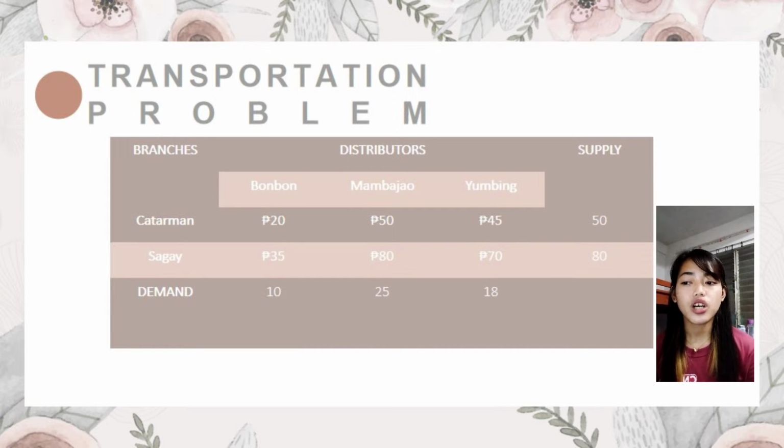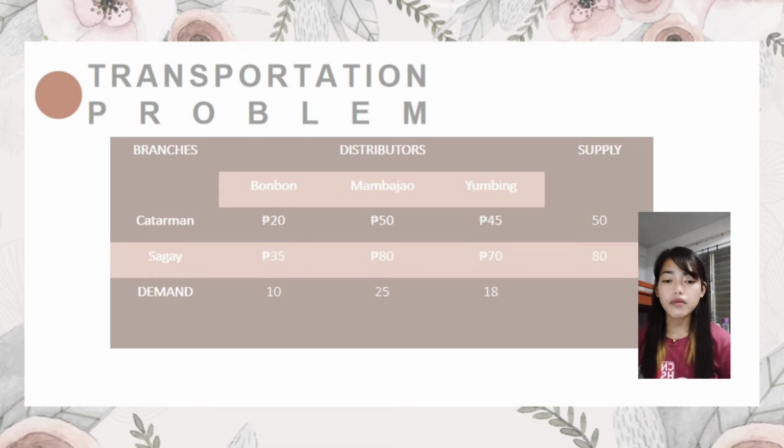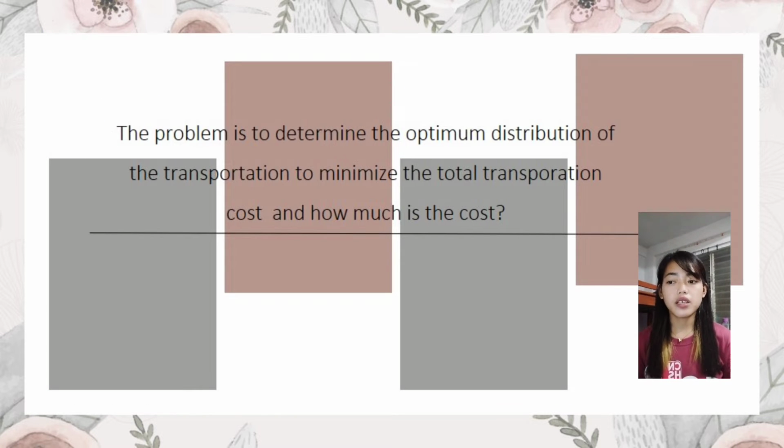On the left side column, you can see the supply, and on the top row of the table is the demand. So our problem is to determine the optimum distribution of the transportation to minimize the total transportation cost, and how much is the cost.